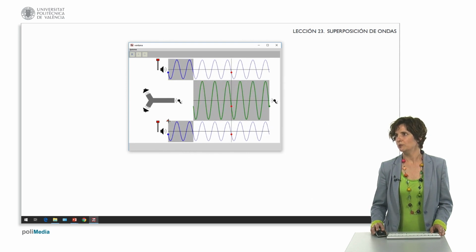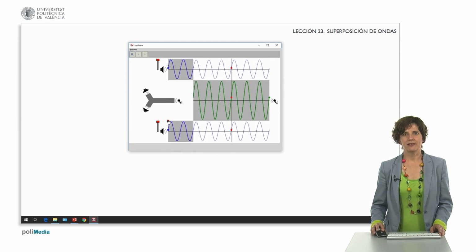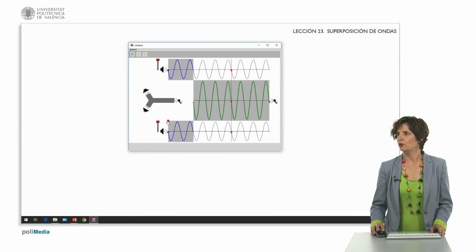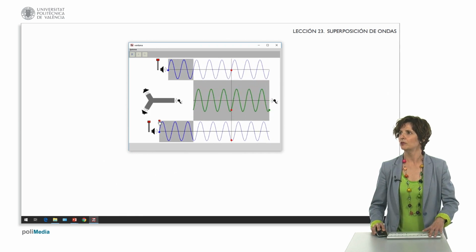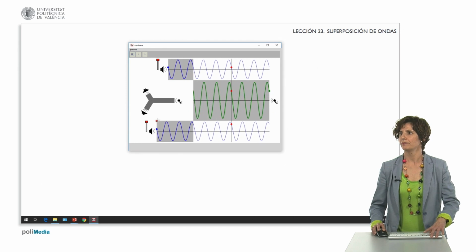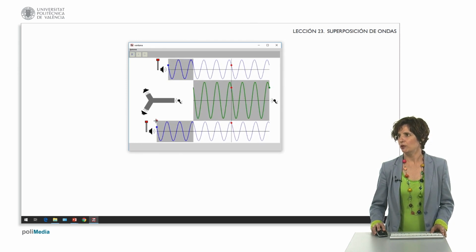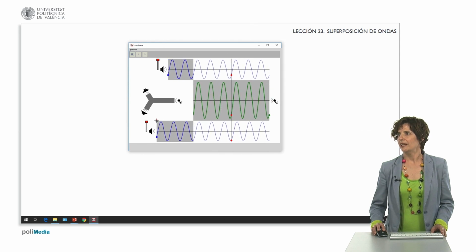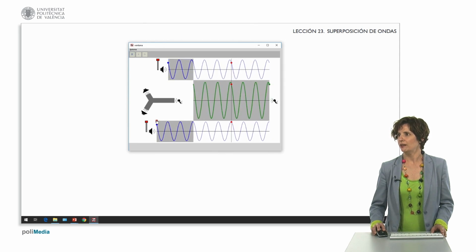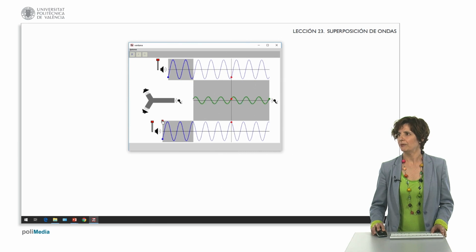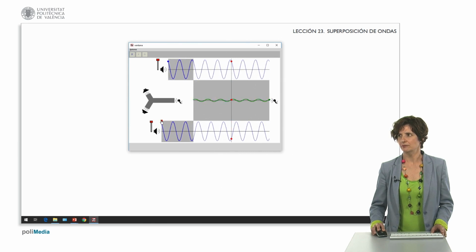And it is the same if the difference of paths is a full wavelength. We see it, for example, there. However, if the difference of paths is half a wavelength, the signal received by the microphone will be minimal, which is this case.